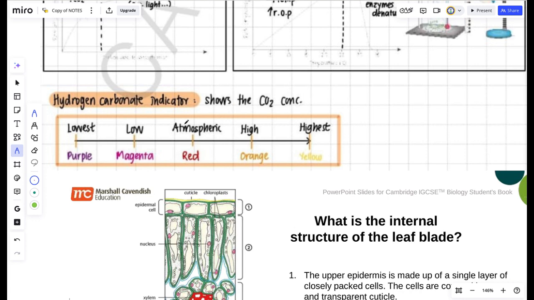These are the colors as it shows. The highest is yellow. If carbon dioxide is present in anything, the color will be yellow. Next to the high one is orange. Atmospheric is red. Magenta is the low. Purple means the lowest presence of carbon dioxide in that solution.